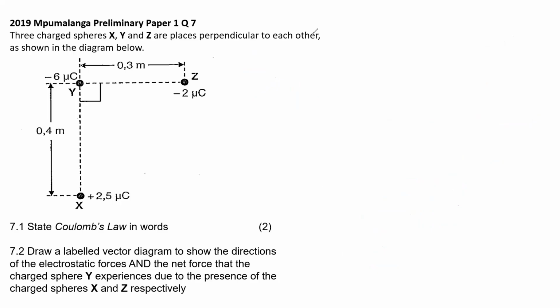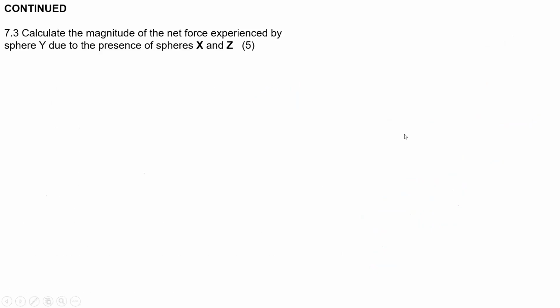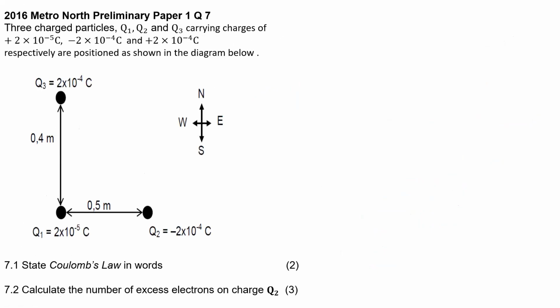Let me try and see if I can do another question with you as we learn more and more. So it's important to continually remember what to do when dealing with Coulomb's law. Here's another question that we can do. It's a 2016 Metro North Prelim, paper 1, question number 7. Three charged spheres, Q1, Q2, and Q3, with charges of those values that you're looking at, are positioned as shown in the diagram below. So there's our diagram.